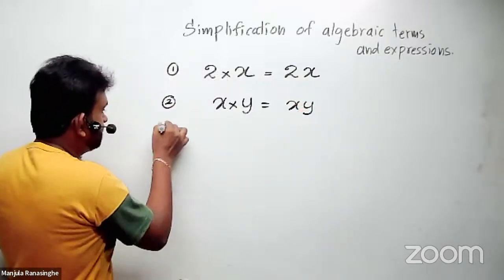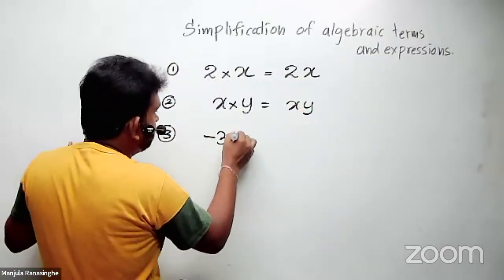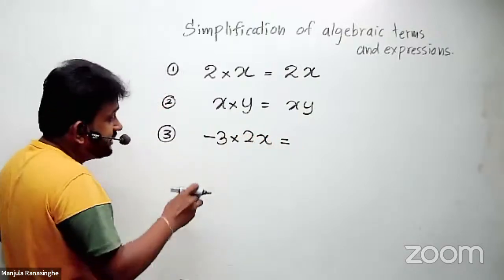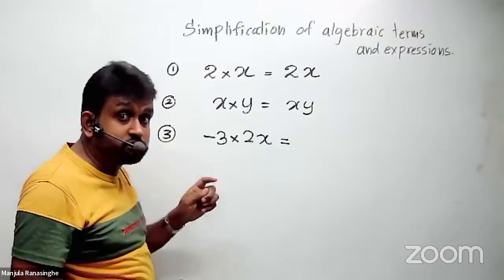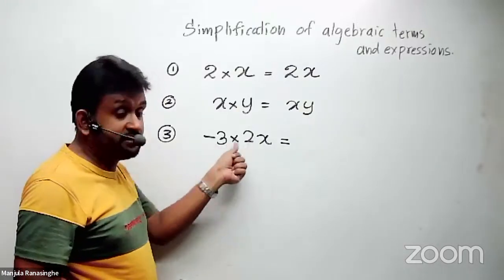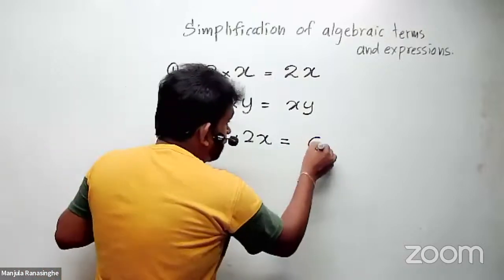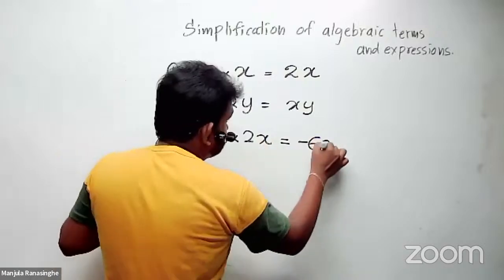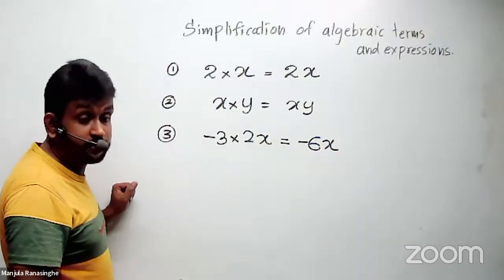Okay. The second one, negative 3 into positive 2x. Right. So in this type of multiplication, the numerics are multiplied together. So 3 into 2, what is the answer? 3 into 2, 6. Right. Negative into positive multiplication gives negative. Then x is there, so negative 6x.